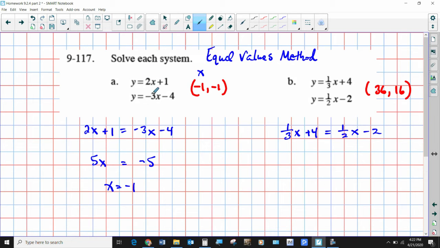So take either one of them or take both of them. If I plug in the -1 here, then 2 times -1 is -2, and -2 plus 1 is -1. So that means that y is going to be equal to -1.